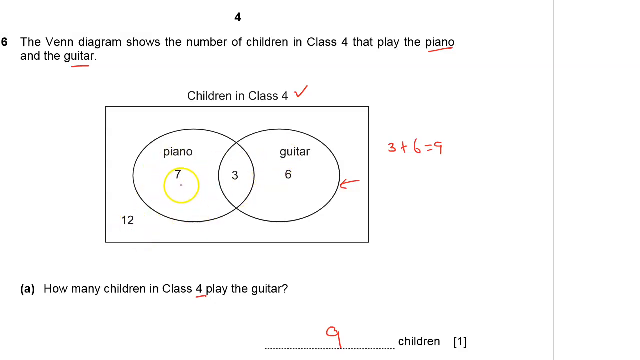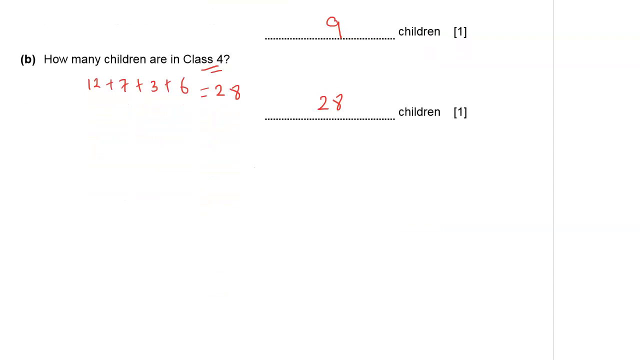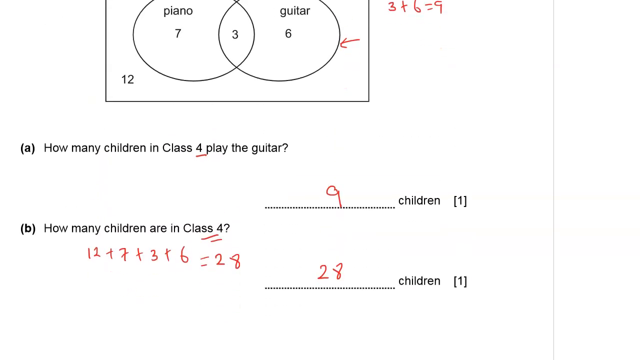We have 7 children that play piano. We have 3 that play both piano and guitar. We have 6 children that play guitar only. So the total number of children in class 4, we sum up all the children, both those who play and those who do not play. When you do your math right, you're going to get a total of 28. So 28 children are in class 4.